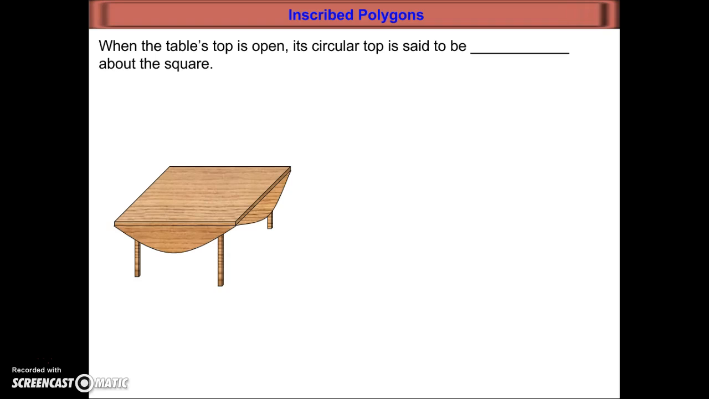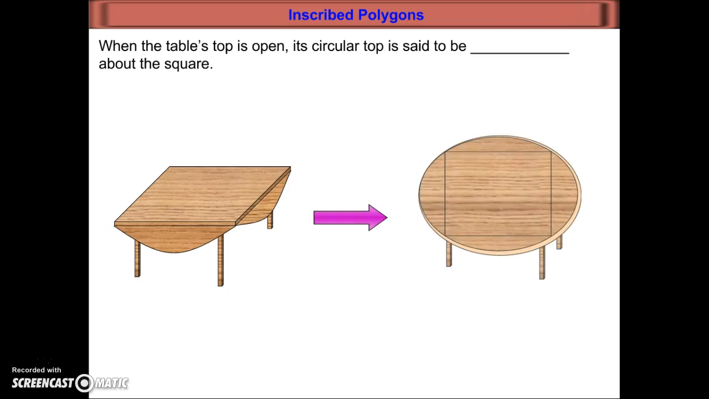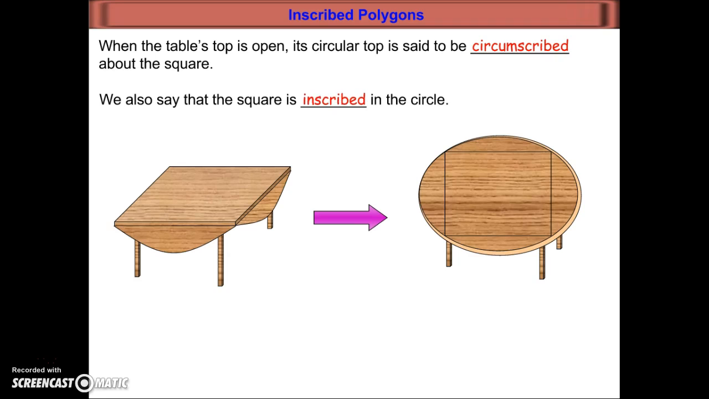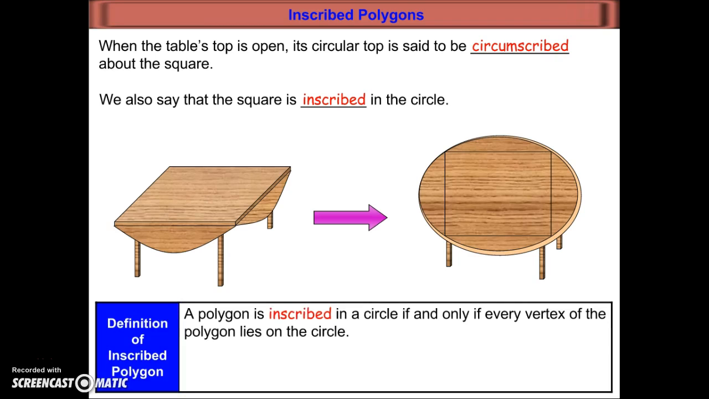When the table's top is open, its circular top is said to be what about the square? Circumscribed. Circum means to go around, scribe means to write. So it's written around the square. We also say that the square is inscribed in the circle. So in meaning inside, scribed means written in. So written inside the circle. A polygon is inscribed in a circle if and only if every vertex of the polygon lies on the circle. So all 4 points of the polygon, or in this case our square, have to be touching the outer edges of the circle.